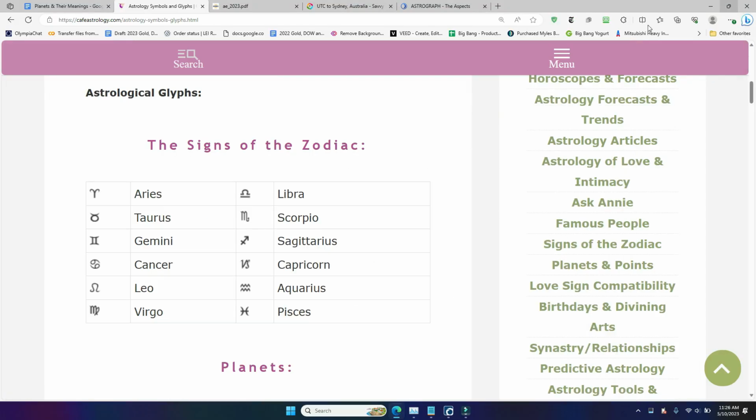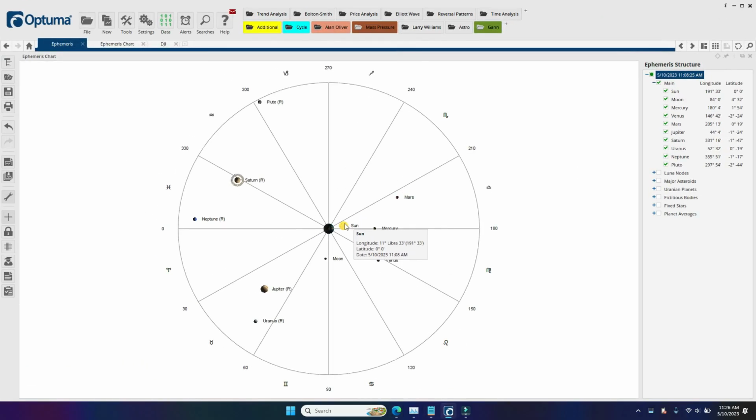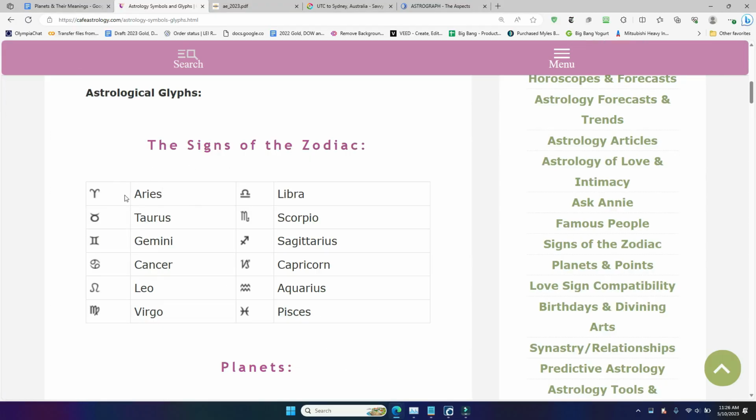Now, if we head back, we will see the 12 zodiac signs here. We have Aries, Taurus, Gemini, Cancer, Leo, Virgo, Libra, Scorpio, Sagittarius, Capricorn, Aquarius, and Pisces. Generally speaking, people will know which one of these they were born in, but we're not too interested in the sun sign right now. What we're more interested in is learning this so that we can read an ephemeris.